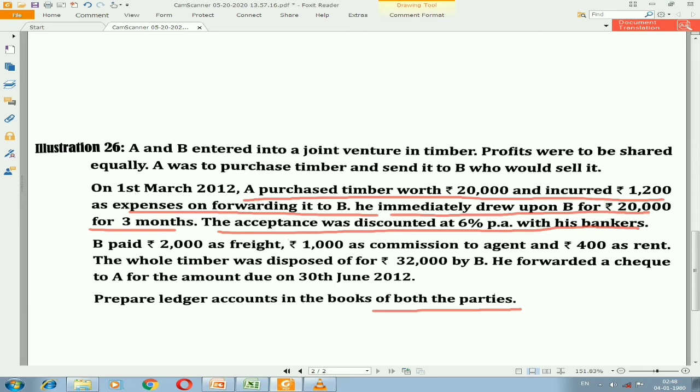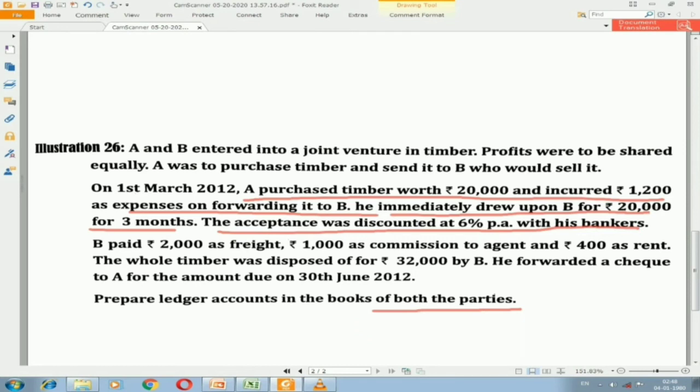So B is going to receive the bill, A is going to pay the bill, and in between the bank has discounted that at 6% per annum. That also you are supposed to consider. That is also an expenditure for the joint venture. So while preparing the joint venture account, on the debit side please consider that in the name of discount account: to discount account with the amount of 20,000 into 6% into 3 divided by 12, because it is only for 3 months.